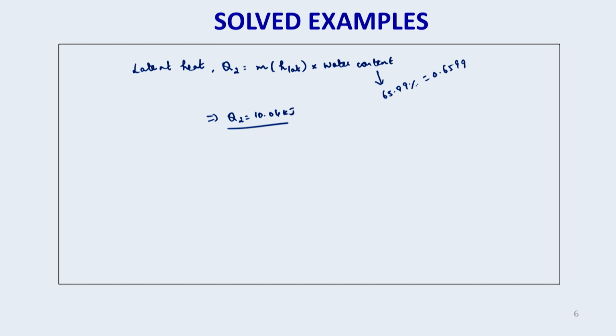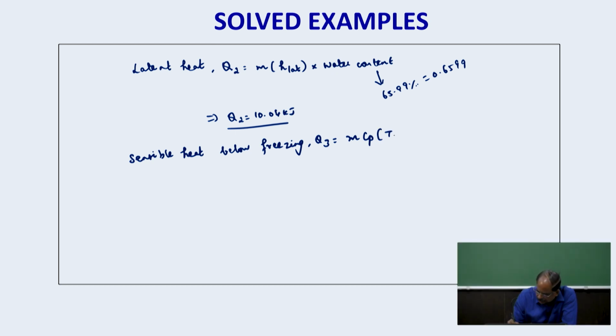Next, we have to calculate the sensible heat load below freezing. So that is Q3, that is equal to mass into Cp. Here we need to ensure that we are substituting the value of Cp below freezing. There are two values of specific heat capacity. One is above freezing and another one is below freezing. Into delta T. Delta T is from freezing to temperature T2.